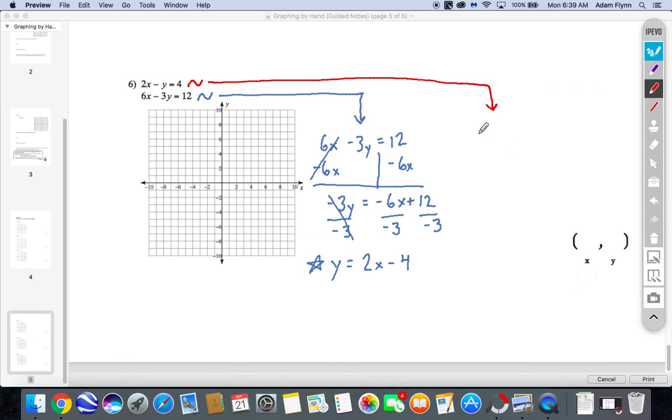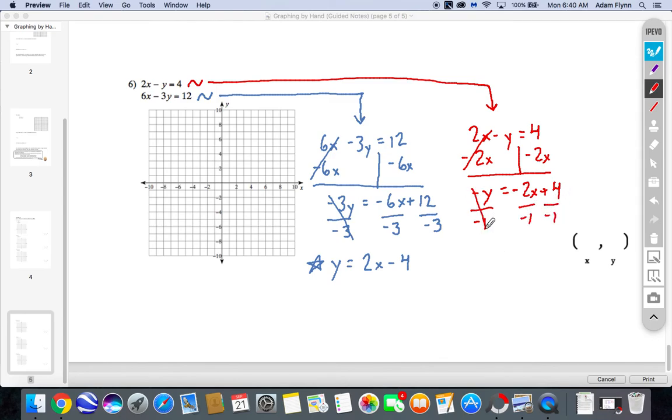Now my red line. I will rewrite it up here. So I've got 2x minus y equals 4. I will subtract 2x on both sides. When I do that, 2x minus 2x is going to cancel. So I'm left with negative y on the left side equals negative 2x plus 4 on the right side. This y is not yet isolated, even though it appears it has no number attached to it. It has a negative 1 attached to it, so we need to divide everything by negative 1 to get rid of that negative sign.